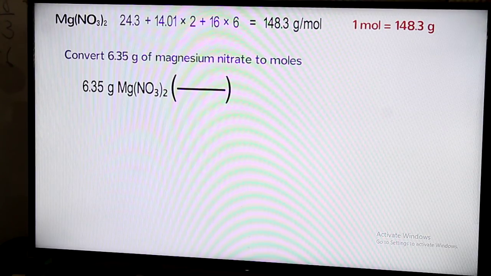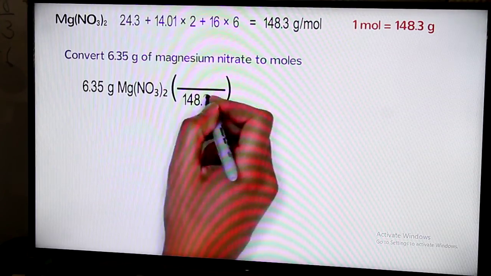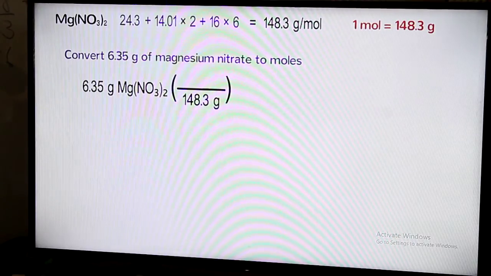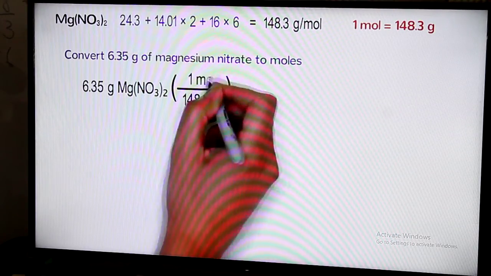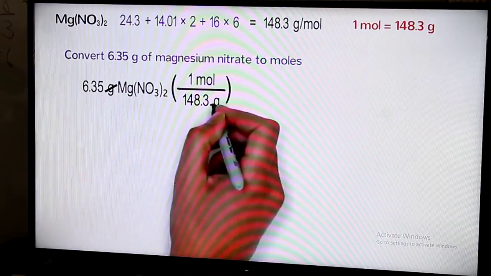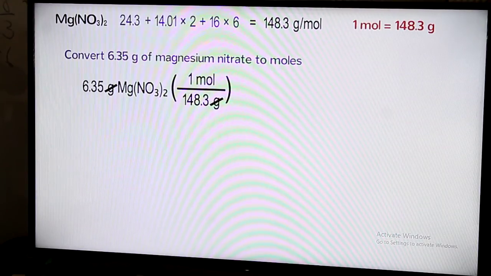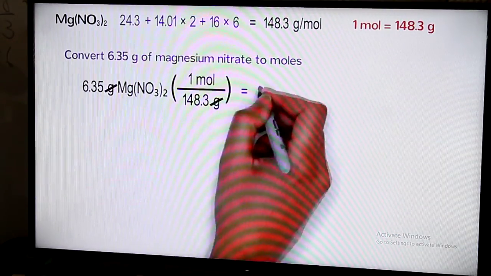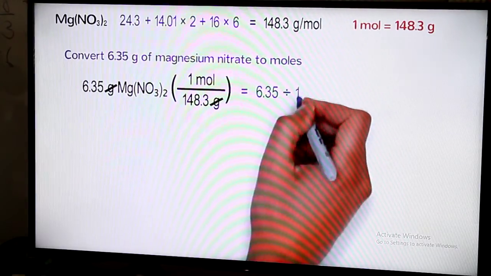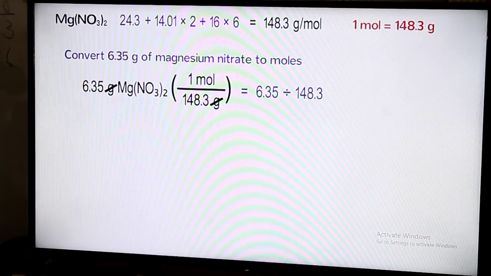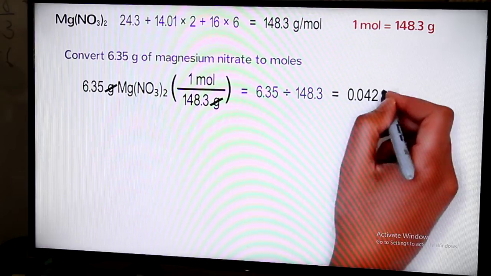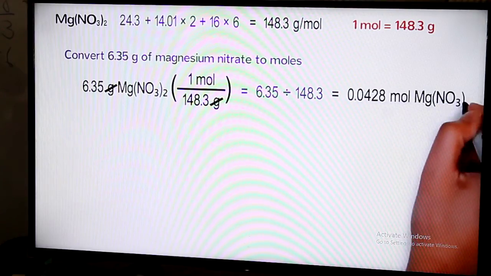Because we started with grams, write 148.3 grams on the bottom. Because we are solving for moles, write 1 mole on the top. Grams in the top and bottom cancel out. Because the 1 is on the top, in your calculator type 6.35 divided by 148.3. This works out to be 0.0428 moles of magnesium nitrate.